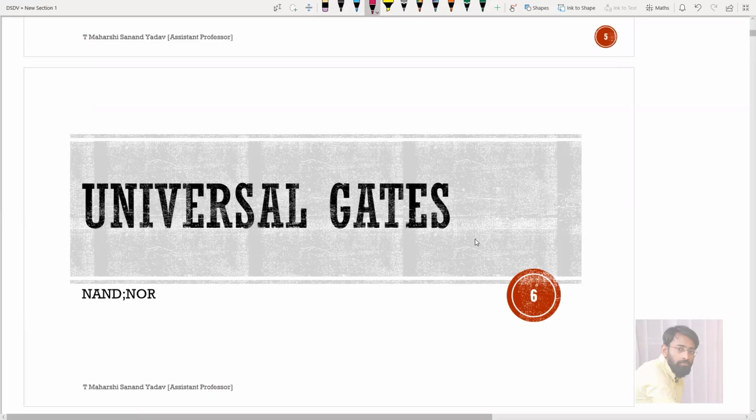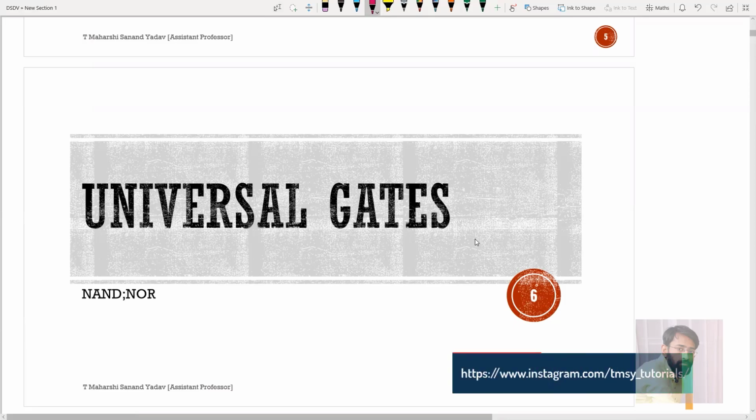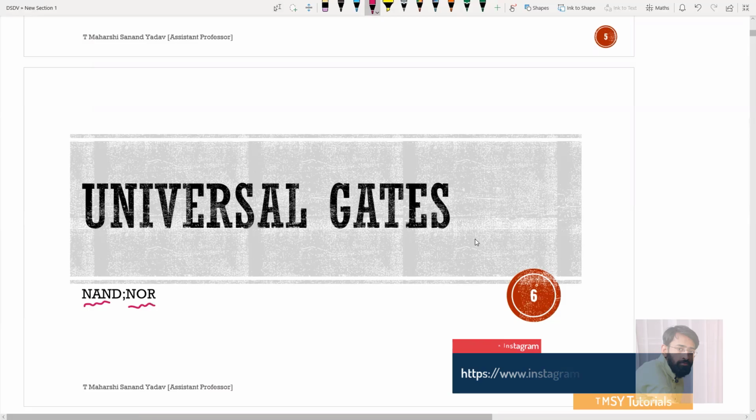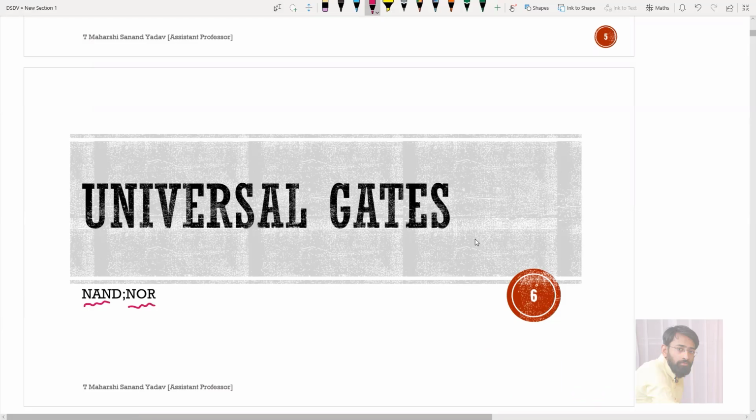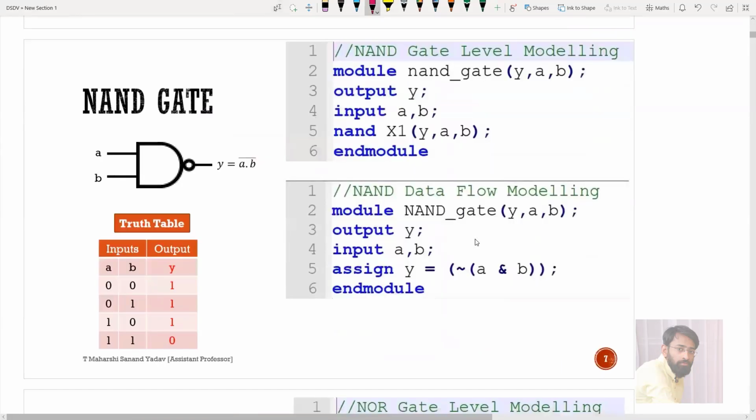In this video, let us see the working of universal gates followed by their Verilog codes. So coming to universal gates, there are two types. First one is called the NAND gate and the second one is called the NOR gate. So let us go with the NAND gate first.